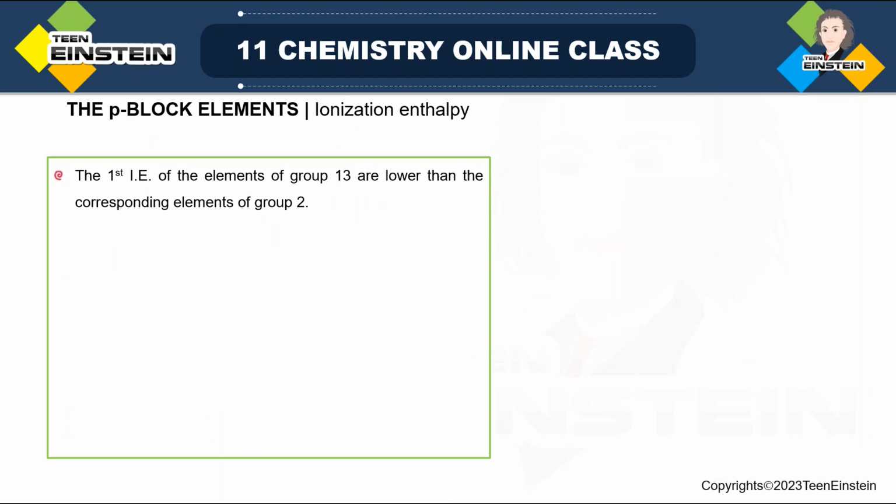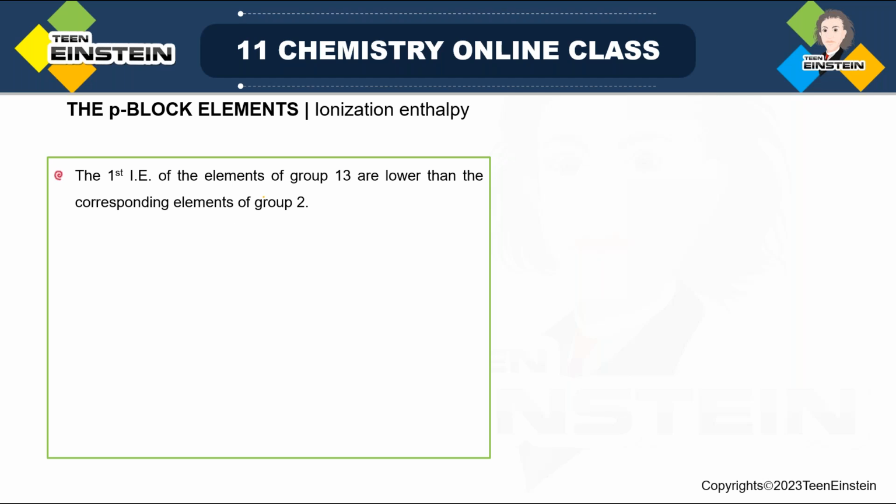Ionization enthalpy, though we do not have much time, but still let's see how much we can discuss. How does ionization enthalpy change when we move down the group? Obviously I'm talking about the first ionization energy. So when we move down the group, it decreases.